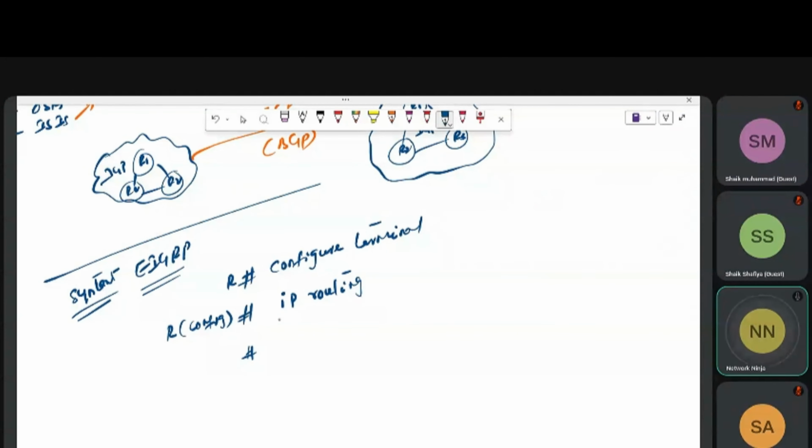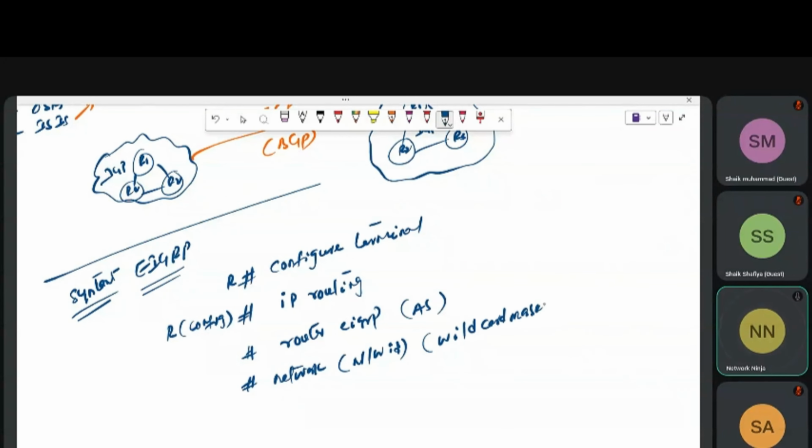Then you need to start configuring your router EIGRP. The command is router EIGRP, the AS number, autonomous system number. Then network space, network ID, and the wildcard mask. If you have another network, you need to repeat the same command: network space, network ID, and the wildcard mask. Clear? This is the syntax.